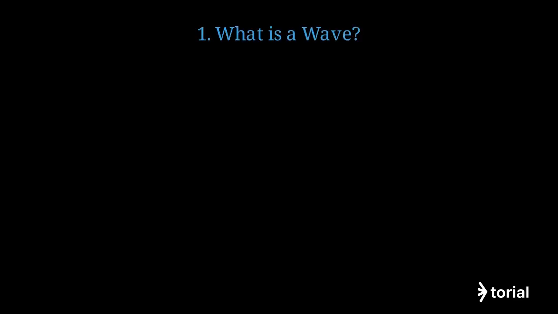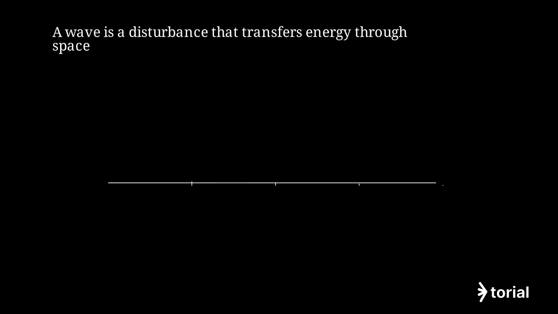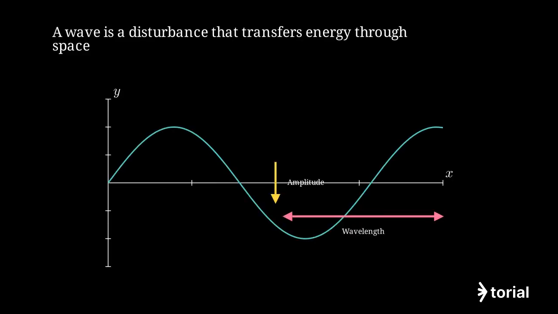First, let's understand what a wave actually is. A wave is a disturbance that carries energy from one place to another without moving matter along with it. Here's a simple wave showing its key features. Amplitude is the height, and wavelength is the distance between peaks.